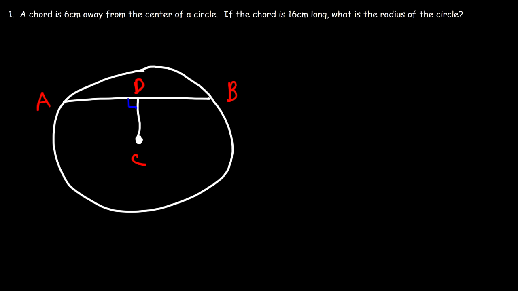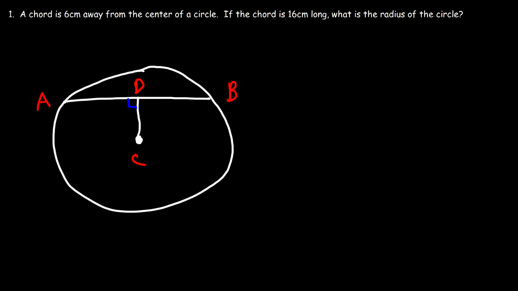So now we just have to find the missing side length of the right triangle. So c squared is equal to a squared plus b squared. So let's say a is x, and b is 12, and c is 13. 13 squared is 169, 12 squared is 144. 169 minus 144 is 25, and the square root of 25 is 5. And so that's the distance between the chord and the center of the circle.